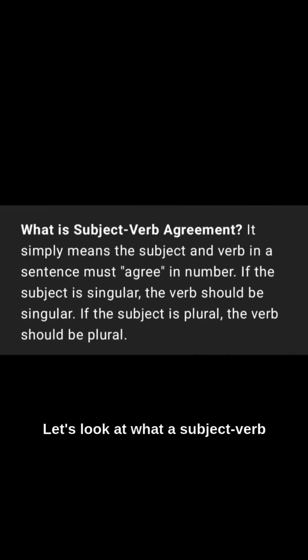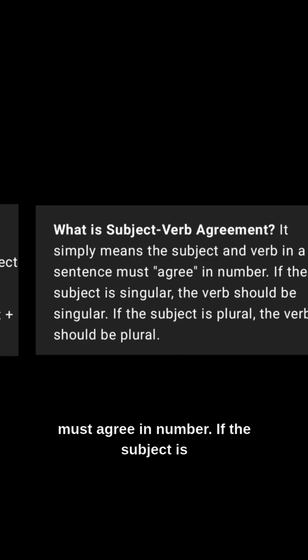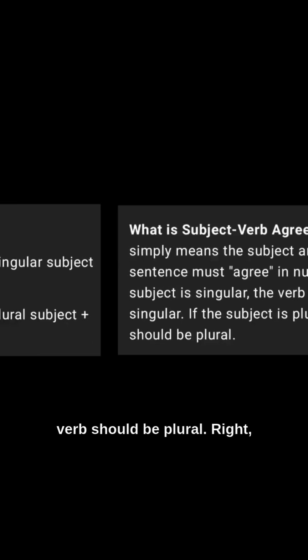Right. Let's look at what subject-verb agreement is. It simply means the subject and verb in a sentence must agree in number. If the subject is singular, the verb should be singular. If the subject is plural, the verb should be plural.